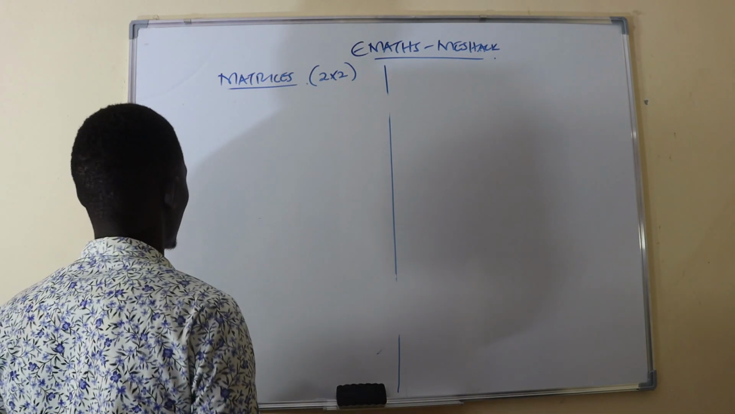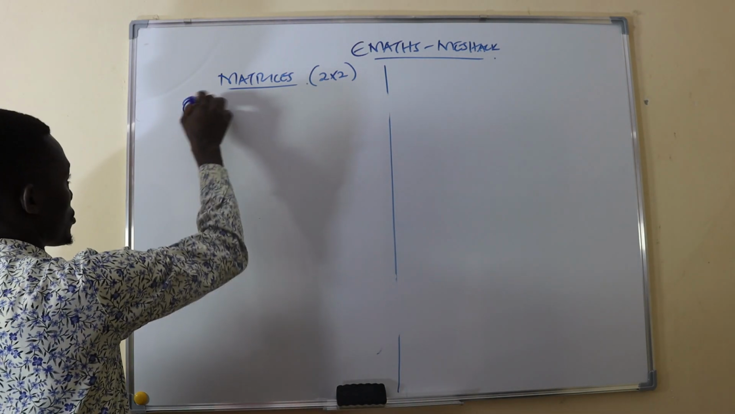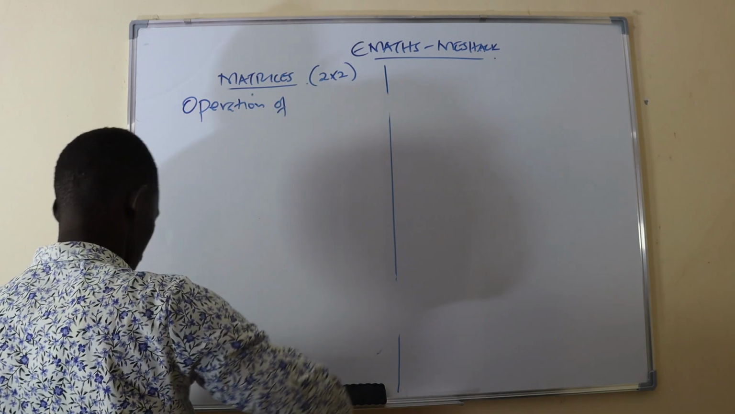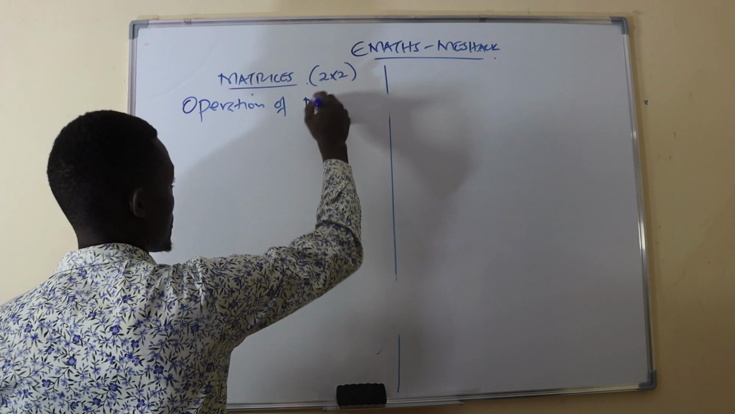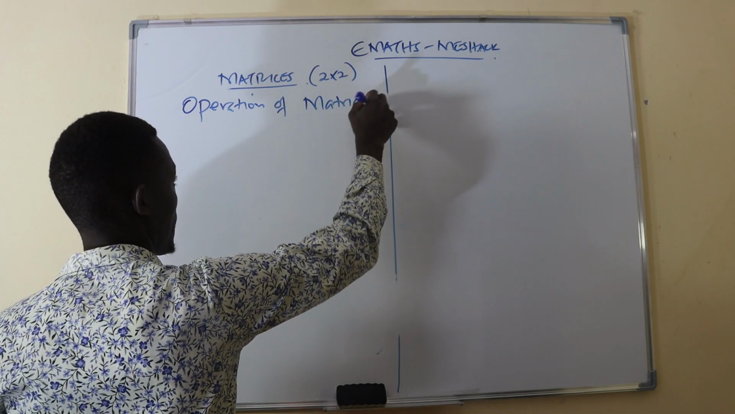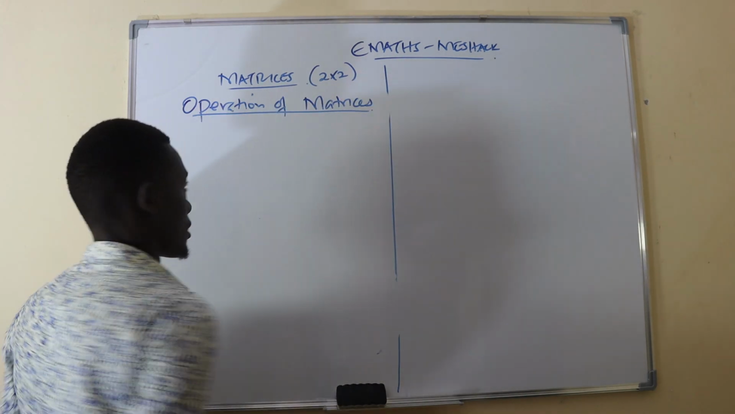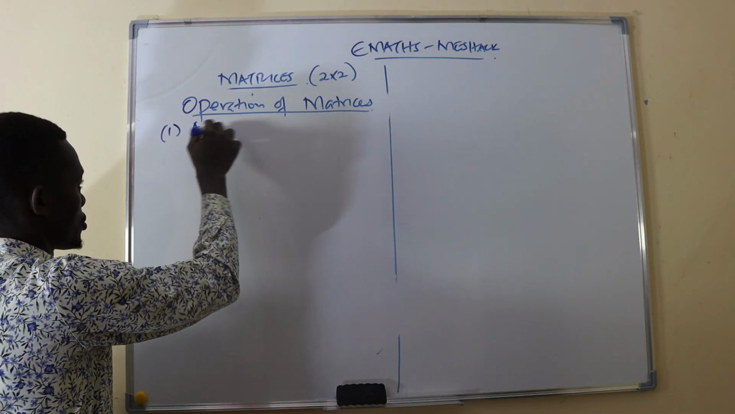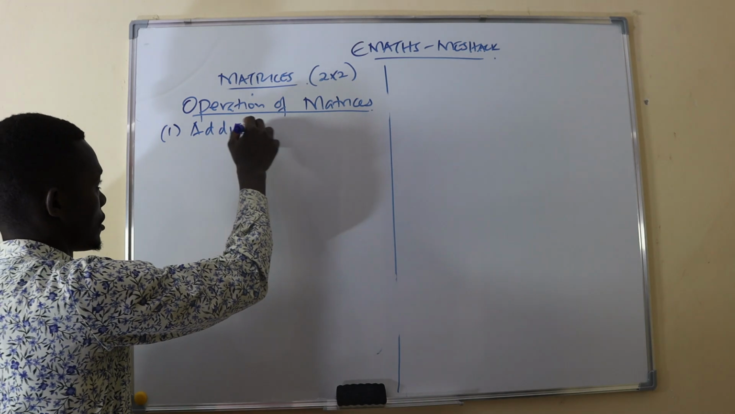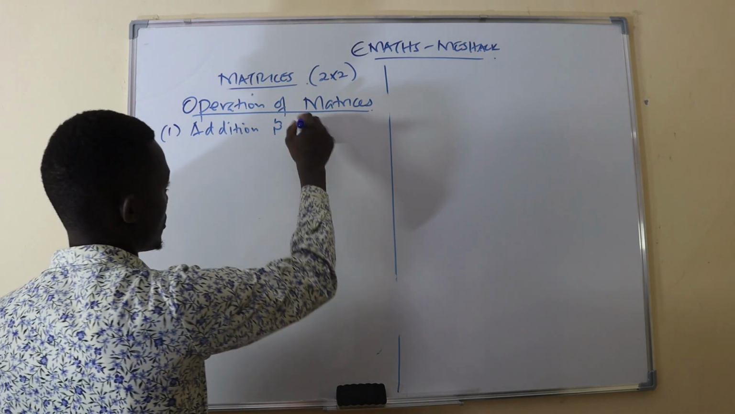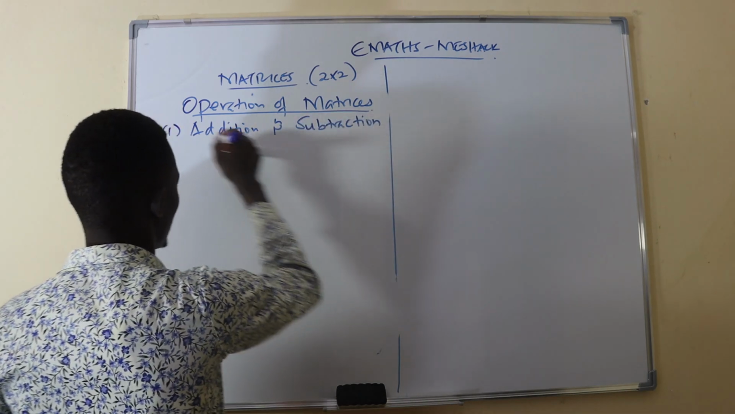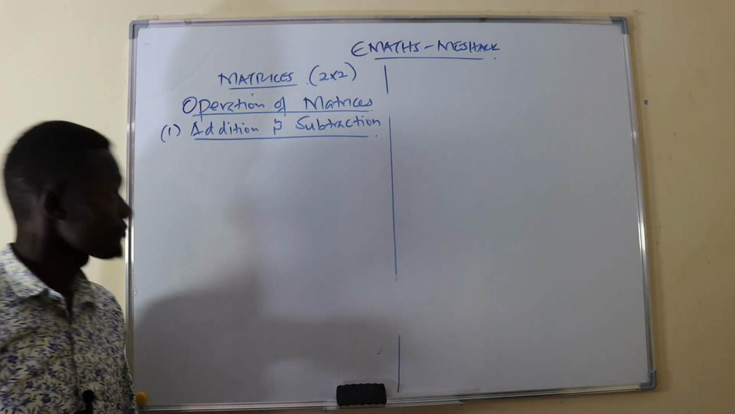So let's check operations of matrices. We'll start with one, addition and subtraction.